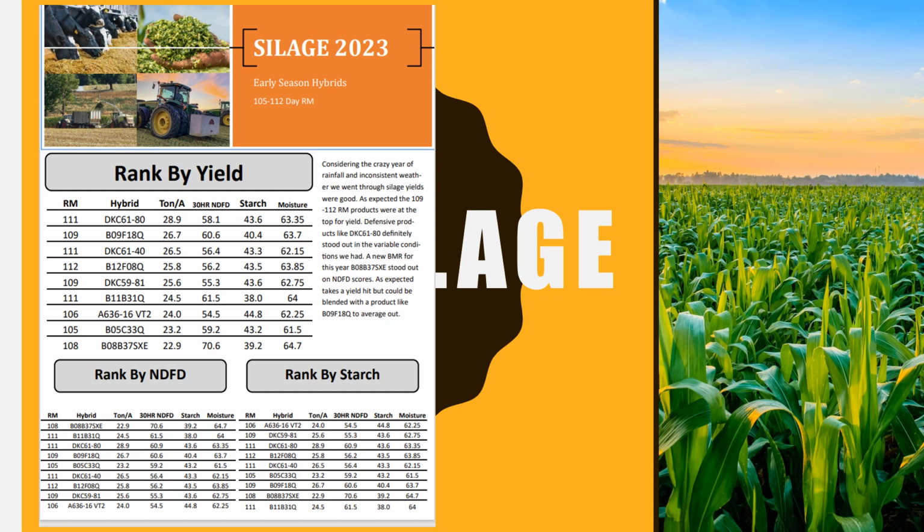Down the list at the bottom, though, new BMR for this year called B08, B37 from Brevant. Didn't pack a huge yield punch, but on the digestibility side has been phenomenal. Had a couple guys grow this locally where they're looking at wet tests coming in at 75 to 76. Great digestibility. Good product that could go early for green feed if needed. Pretty excited about that one going forward.